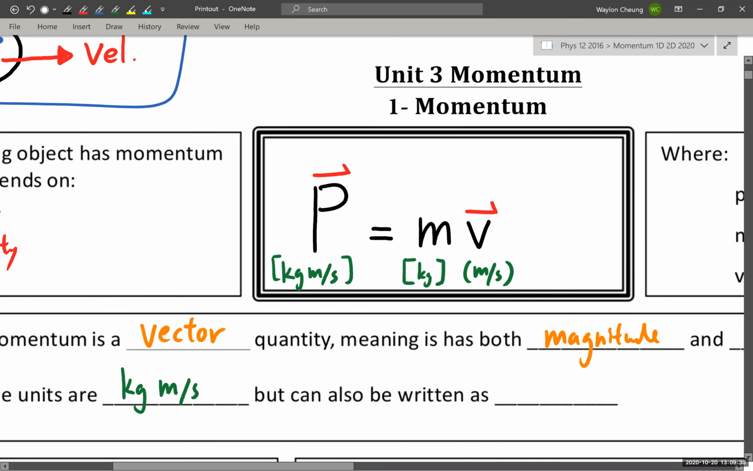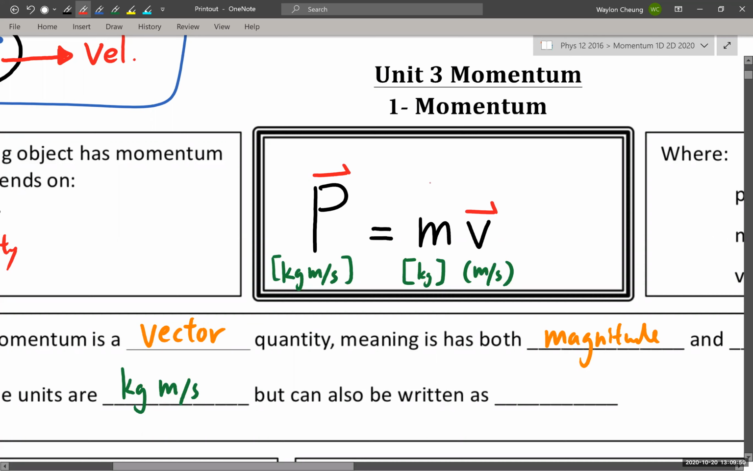Now, why does a bullet hurt? A bullet is really light, right? A bullet is only half a kilogram. Why does it hurt? Because even though the mass is really small, the velocity of a bullet is very big, right? So it will still carry a lot of momentum, therefore it can do damage.